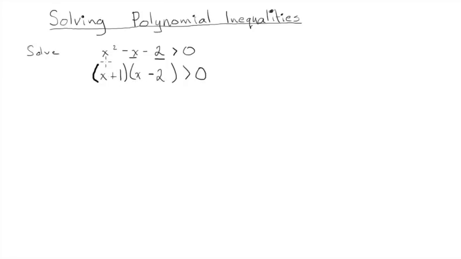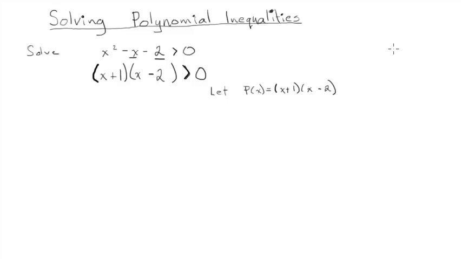Now we have two linear factors being multiplied to give us a number bigger than 0. There's a couple of ways we could do this. What I'm going to do is think about the graph which corresponds to this. So let p of x equal this quadratic. I'll put it in factored form, x plus 1, x minus 2.